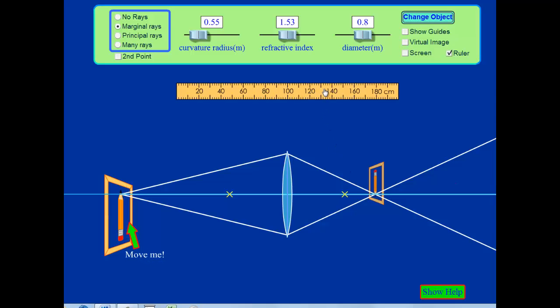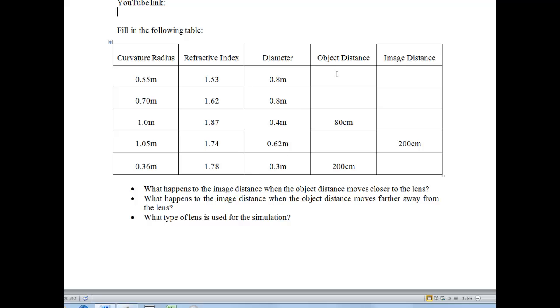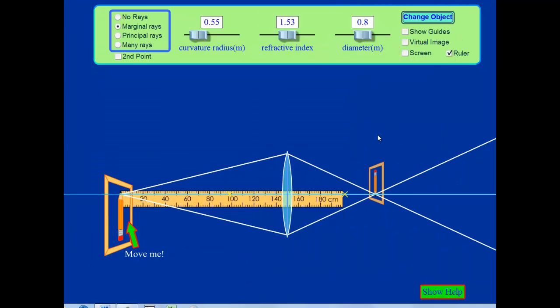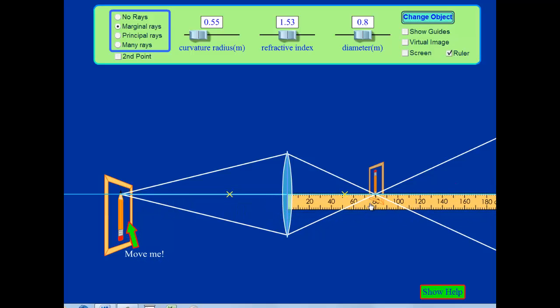So now I would grab my ruler, put it at the very tip of the pencil, and read how many centimeters across this object distance would be, which in this case would be 150. So I would just go to my table and either write in or type in 150. For our image distance, we're going to do the exact same thing. We're going to grab our ruler, place it in the very center of our lens, and read across how many centimeters our image distance would be.